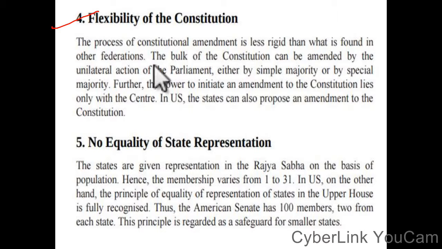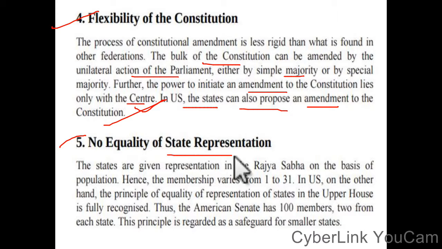Flexibility of the Constitution. The process of constitutional amendment is less rigid than that found in other federations. The bulk of the Constitution can be amended by the unilateral action of the Parliament, either by simple majority or by special majority. Further, the power to initiate an amendment to the Constitution lies only with the center. In the United States, the states can also propose an amendment to the Constitution.